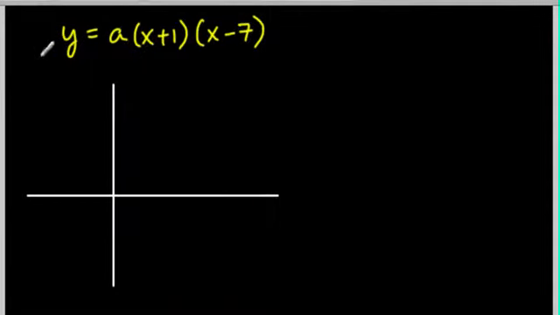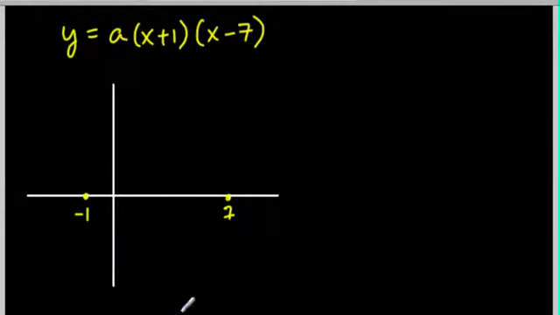Let's take a look at the same equation, y equals a(x plus 1)(x minus 7), and let's draw it out and see what that looks like. Here we have our x-intercepts. Remember, this is x plus 1, and when you set y to 0, it becomes x equals -1, so here's -1. And this is x minus 7, when you set y equals 0, it becomes x equals 7, right?